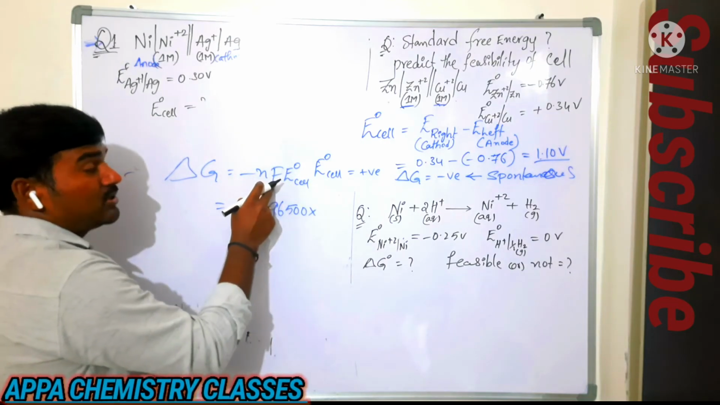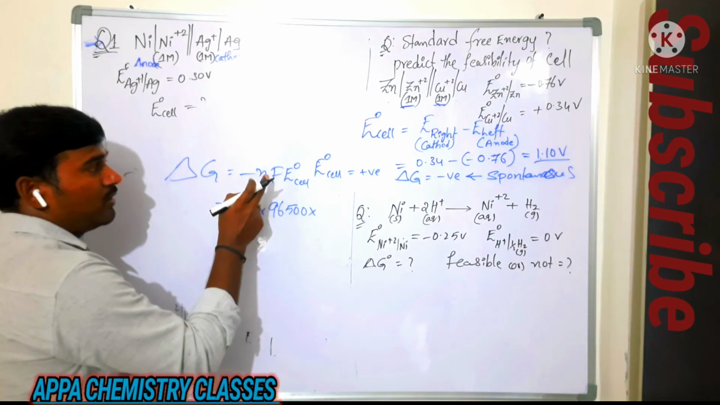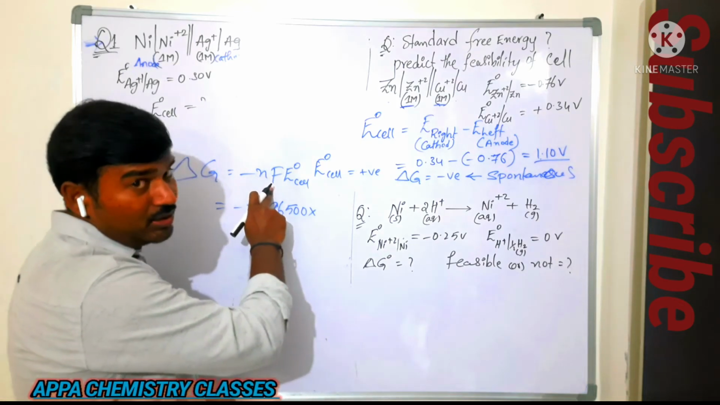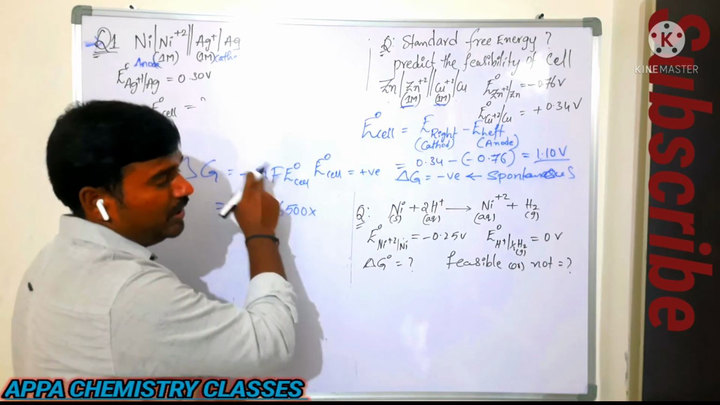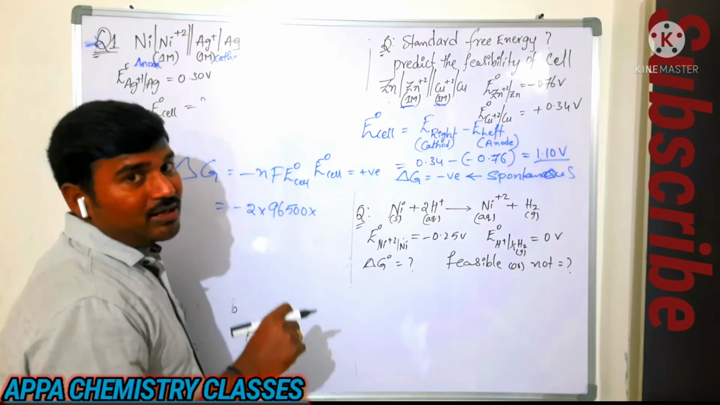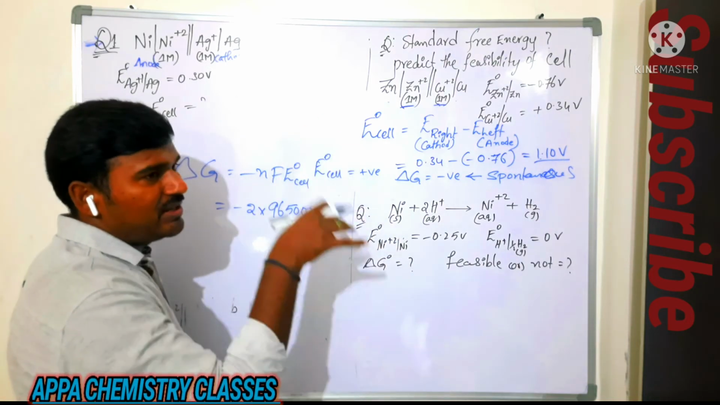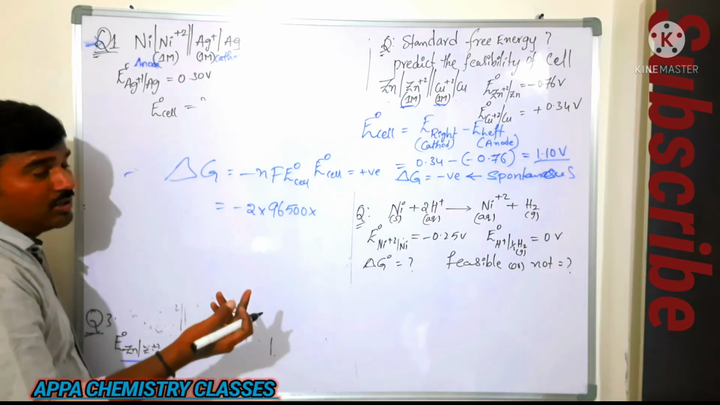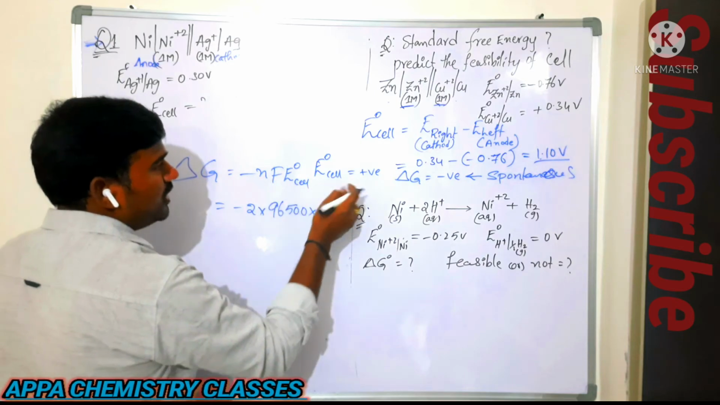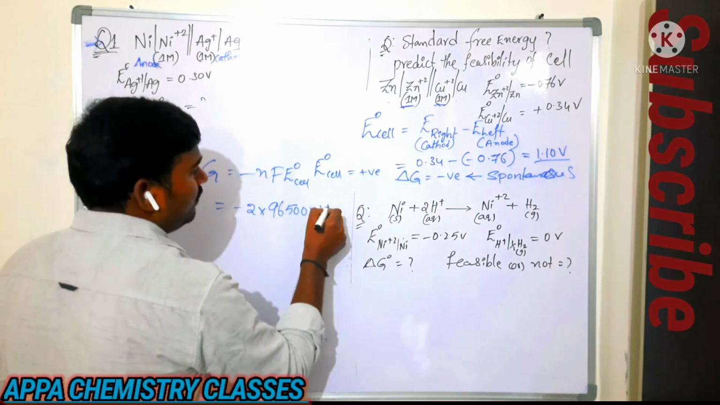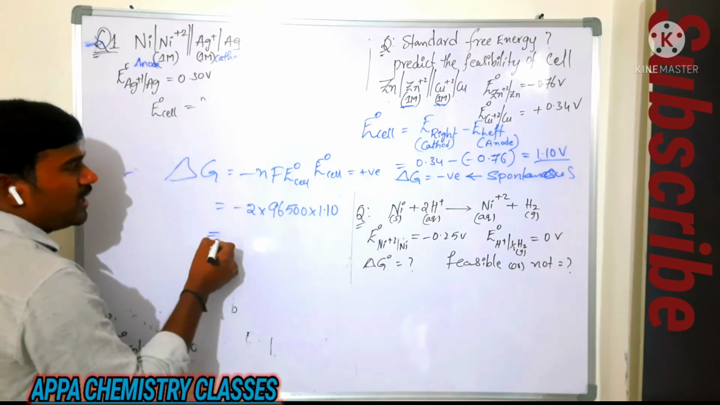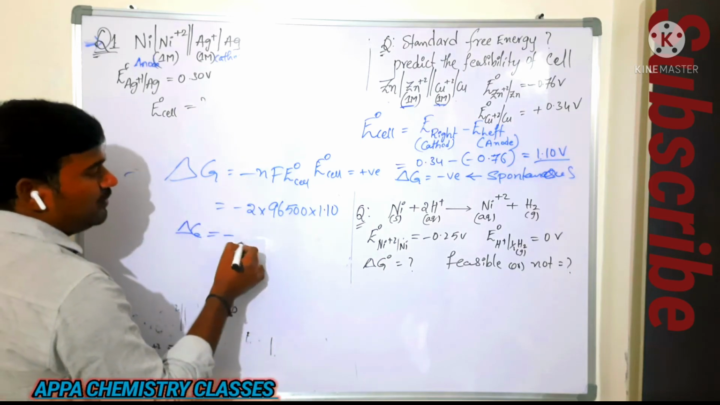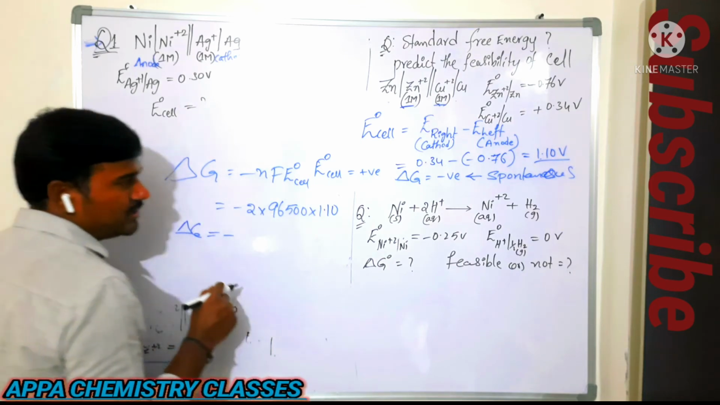Faraday constant, those who have not understood, you can watch part 8 of electrochemistry. Faraday's second law, detailed explanation is there with more problems and easy ways to calculate the values. So E naught cell is how much? 1.10 volts. You do this calculation, you will get the standard Gibbs free energy in terms of negative values. Okay, now that is Gibbs free energy.